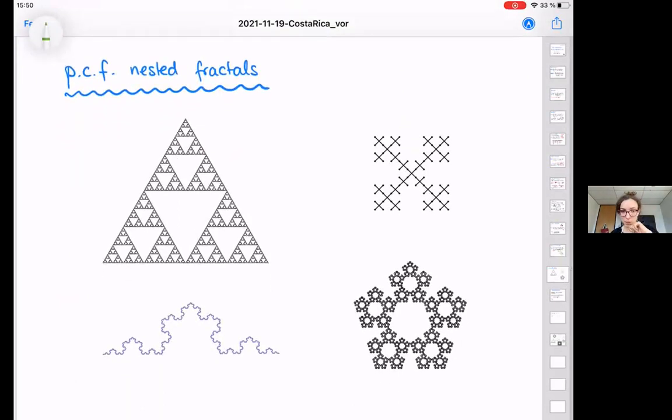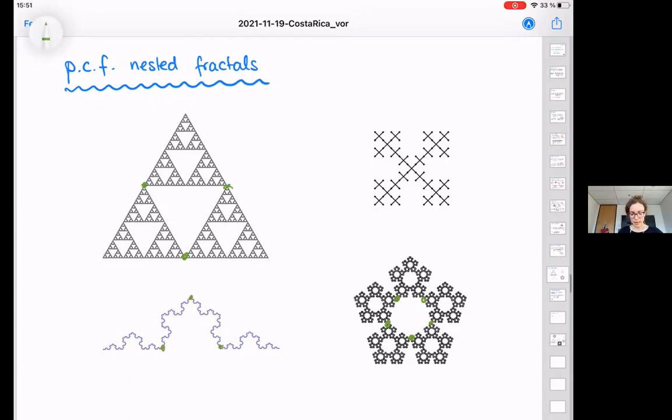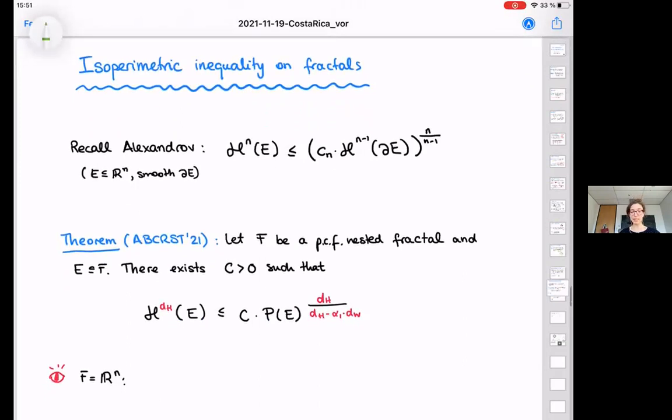Before, let me tell you, this is the picture about what type of fractals we can work with. They are called PCF, for post-critically finite, and what this means basically is that we can disentangle them by just choosing finitely many points. We can chop them into equal pieces like this. And so now, as I was saying, we made it to the end. So now we have this inequality.